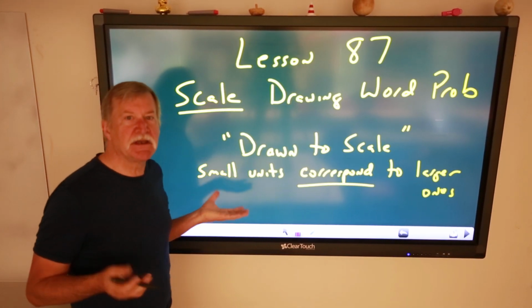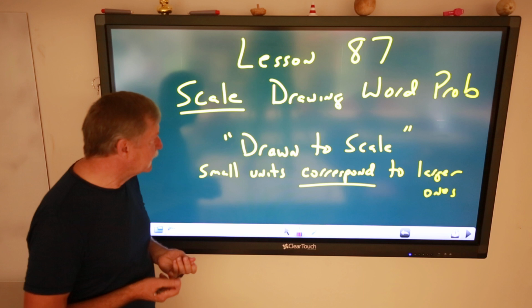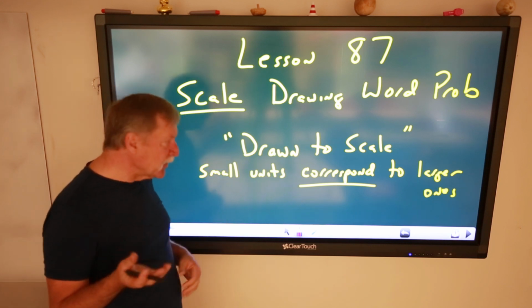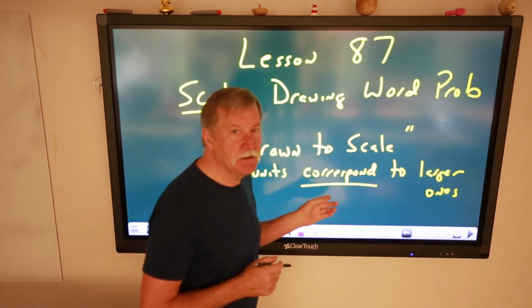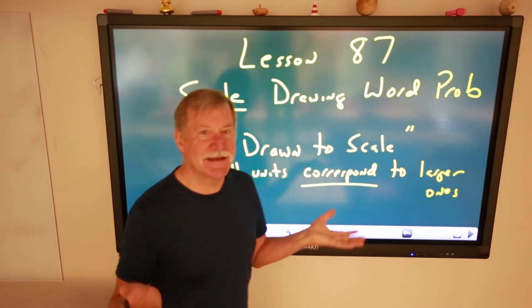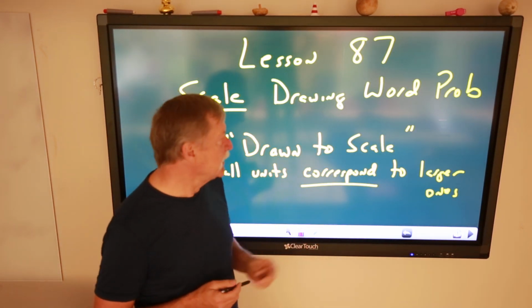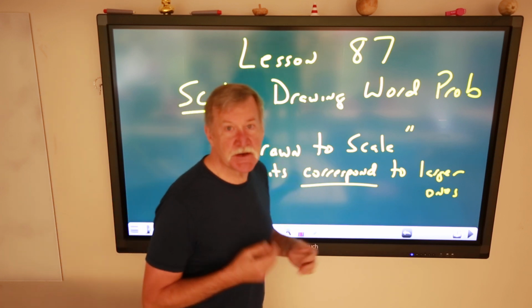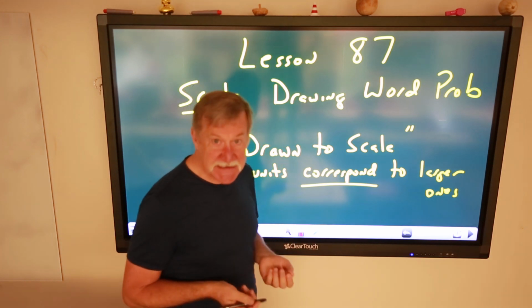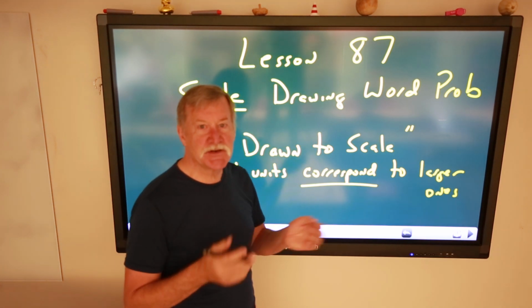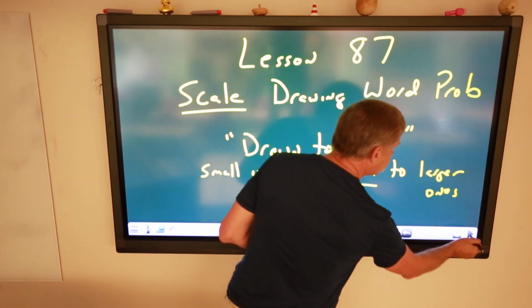When we talk about being drawn to scale, we are talking about smaller units on a piece of paper corresponding to larger units that you would find in actual existence. This idea of correspondence goes with geometry. We talked about similar triangles, corresponding sides, things that go with each other in proportion.